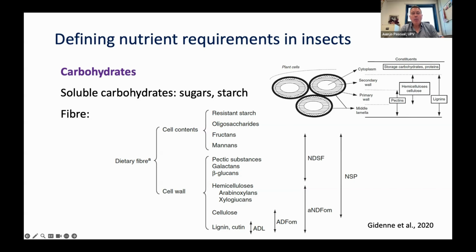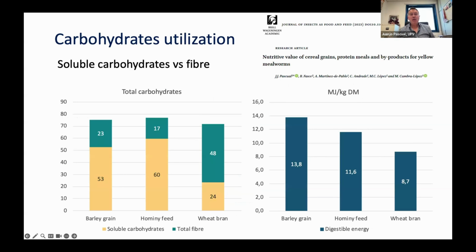This is particularly important in the case of our insects, since we usually offer our larvae a wide range of byproducts with a fairly high total dietary fiber content and a very diverse fibrous nature. For example, this slide illustrates the importance of this issue.